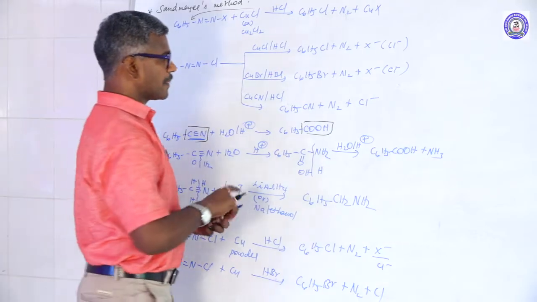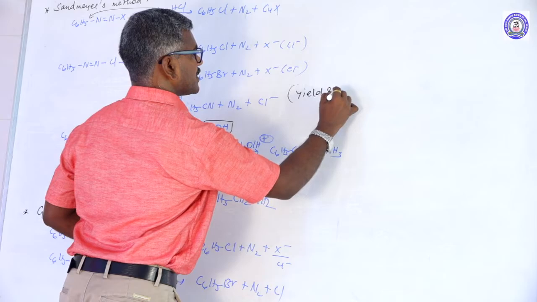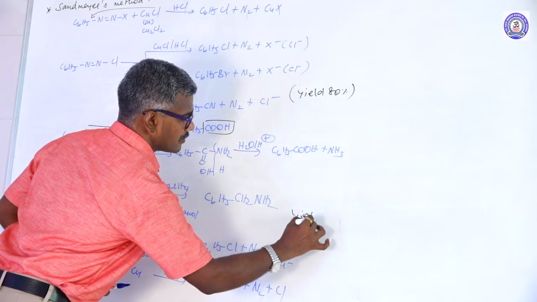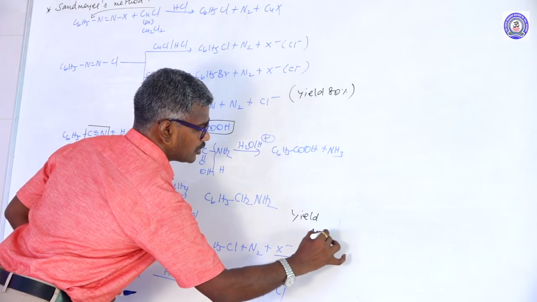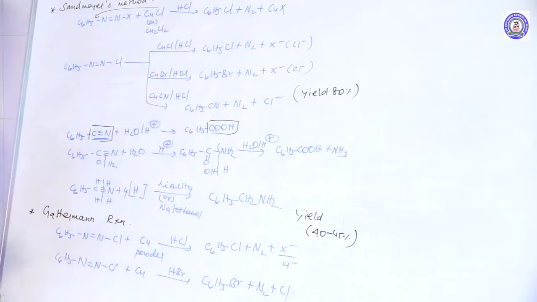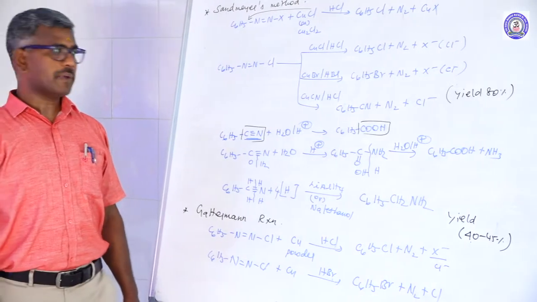This yield is 80%. Here the yield is 40 to 45%. This reaction is known as the Gattermann reaction. Another one is the Balz-Schiemann reaction.